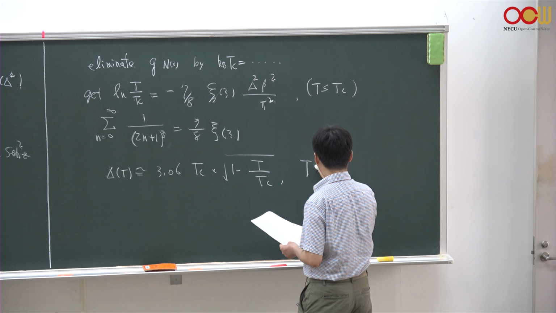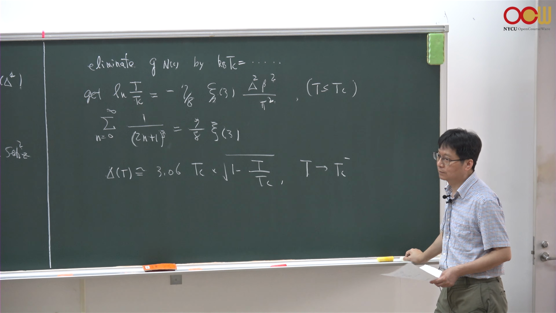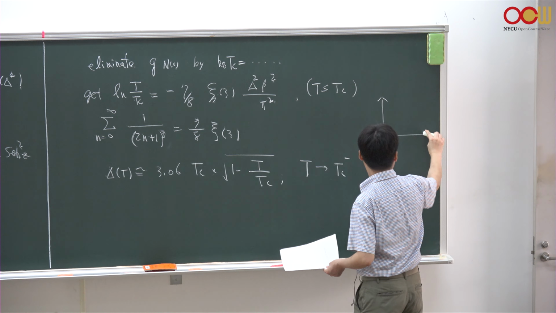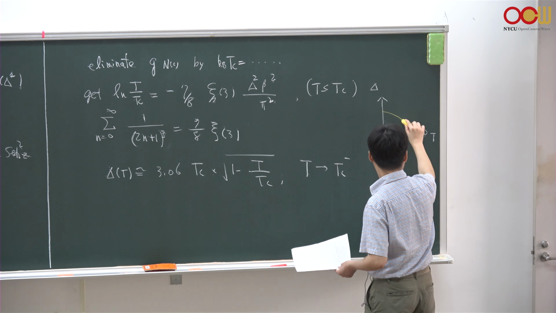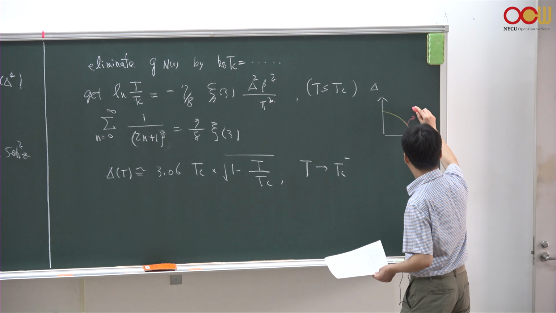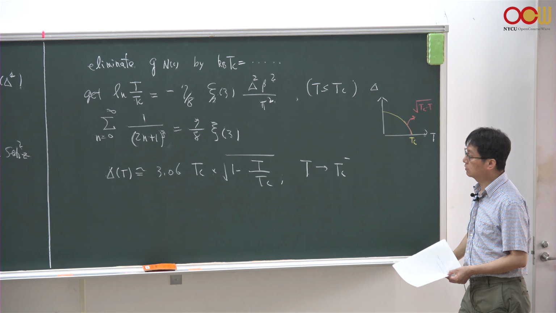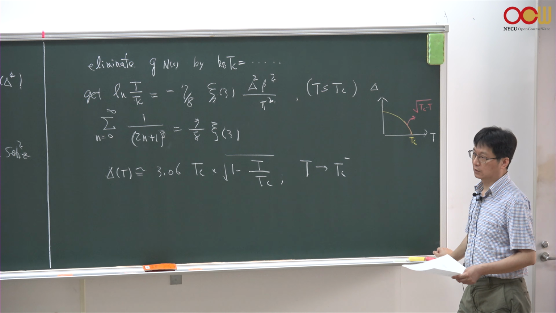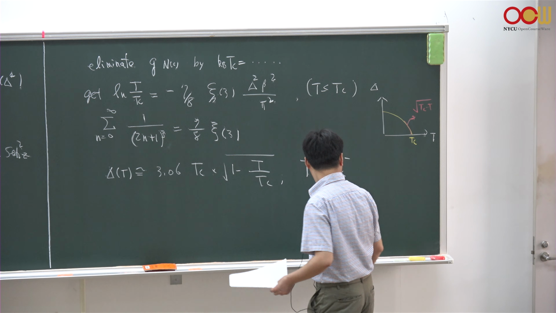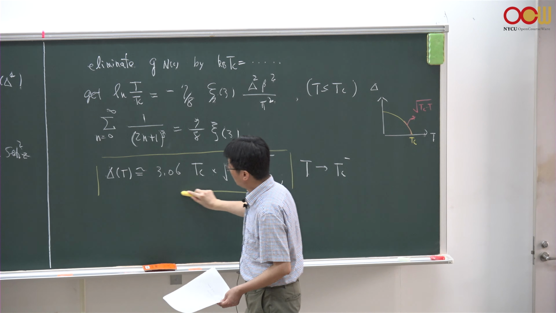For temperature close to Tc but below Tc, you get a square root behavior of the gap, which means that the gap vanishes in a square root manner, and that's what I plotted a moment ago. So this is Tc, and this function right here is proportional to the square root of Tc minus T. Experimentally, these BCS predictions agree very well with experimental data. This is one of the remarkable successes of the BCS theory, that we can predict the BCS gap as a function of temperature.